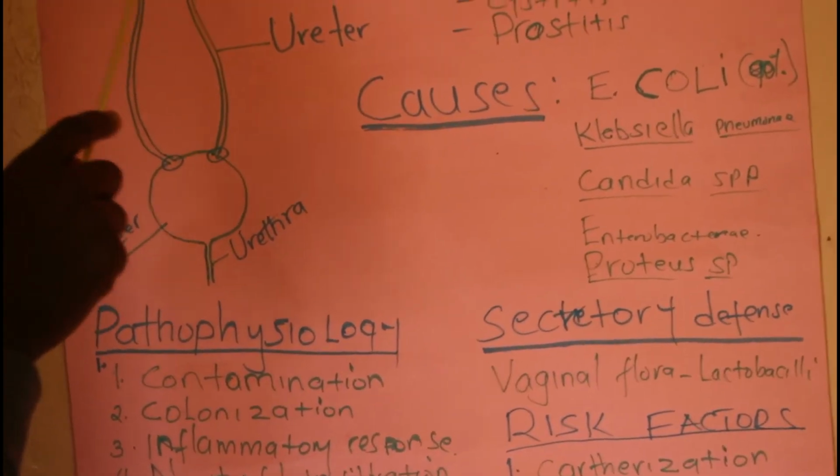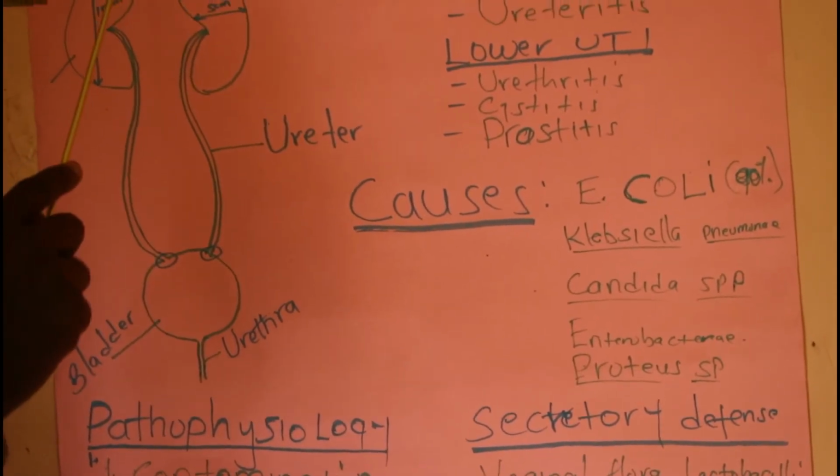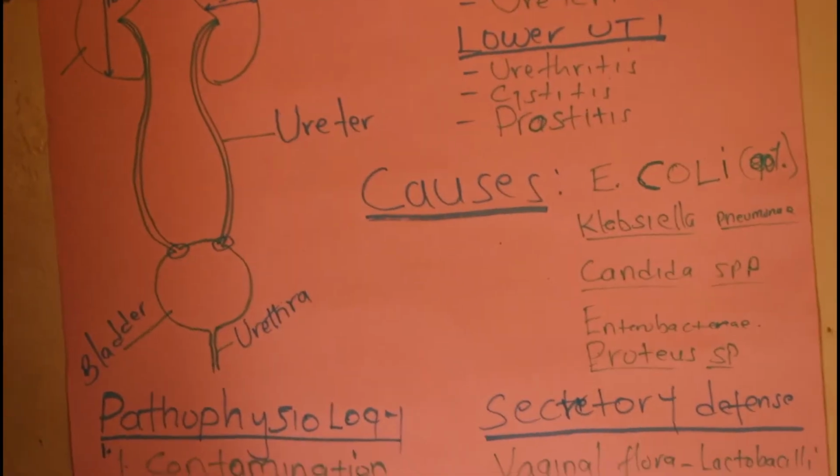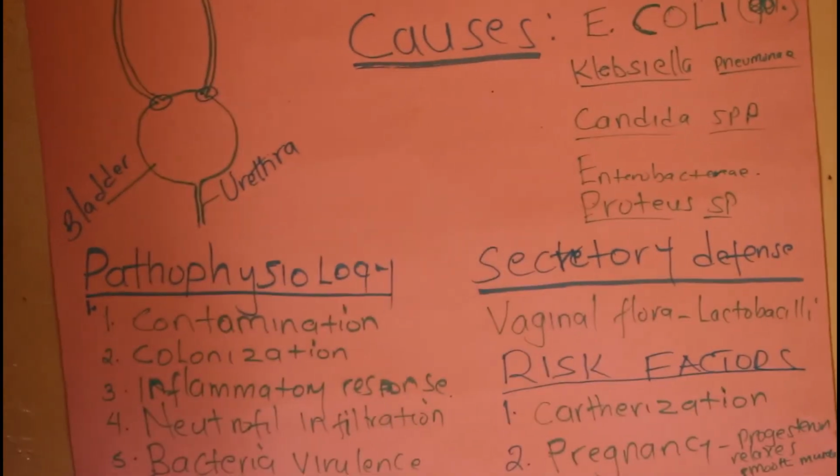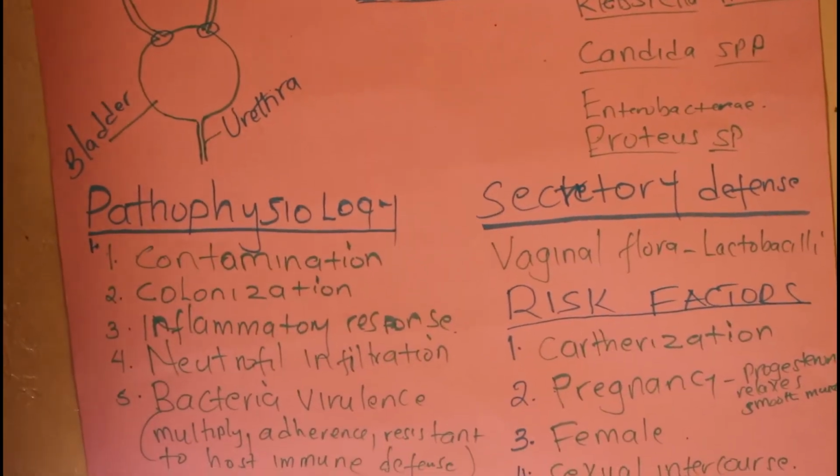And in the kidneys, we also have a blood supply from the renal artery and the renal vein. They can move into the circulation and cause further infection.